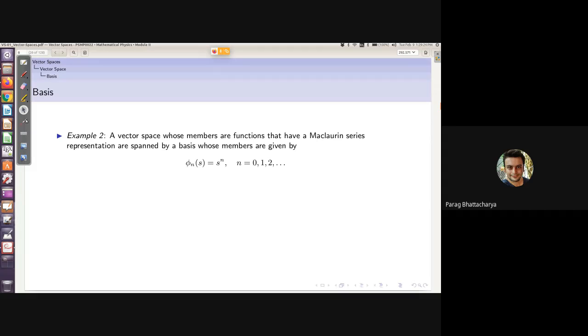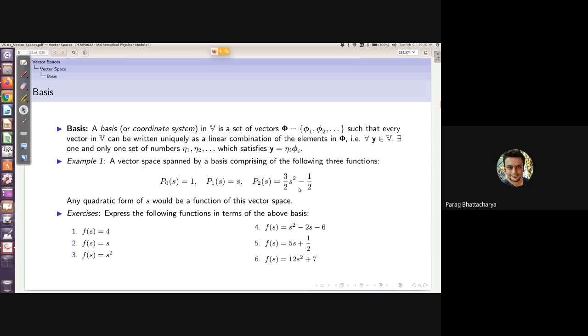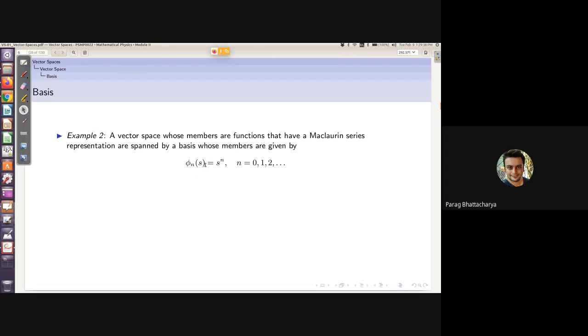Okay, let's take another example of a vector space. Here this was a finite vector space. The basis contained a finite number of functions; the basis was P0, P1 and P2 alone. Now let's consider a scenario where the vector space is spanned by an infinite series of members. So let's say I have a basis whose members are infinite elements. So phi n is equal to s to the power n, where n equals 0, 1, 2, 3 and so on.